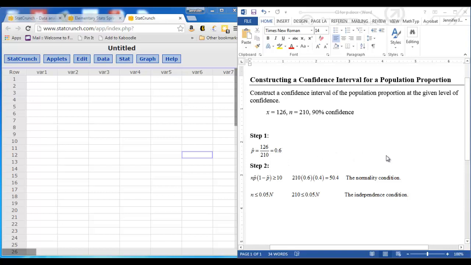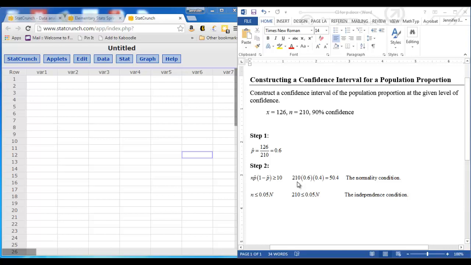Before we can proceed with that though, after we calculate p hat, which we found to be 60%, we need to verify two conditions to make sure that our p hat distribution is going to be a normal distribution and that we have independence in between our values. So the normality condition is that n times p hat times 1 minus p hat is greater than or equal to 10. This should look familiar from chapter 8 when you studied the characteristics of the p hat distribution. This is what had to be satisfied in order for that distribution to be normal.